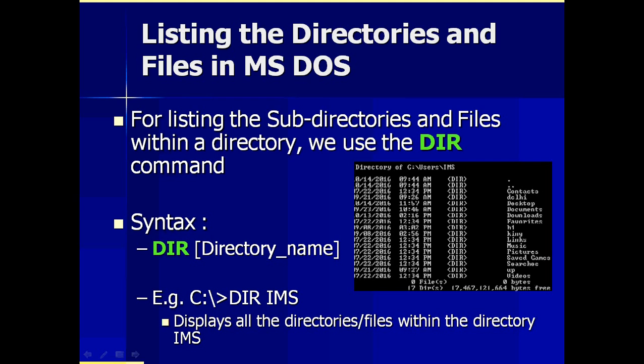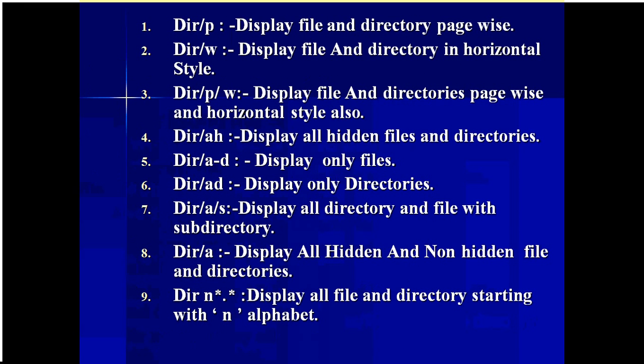It's a non-graphical interface. Now if you want to check the directory, the command is dir followed by the directory name. Dir is the directory command and the directory name here is IMS. It displays all the directories and files within the directory IMS. Now it shows the directory of user and IMS.